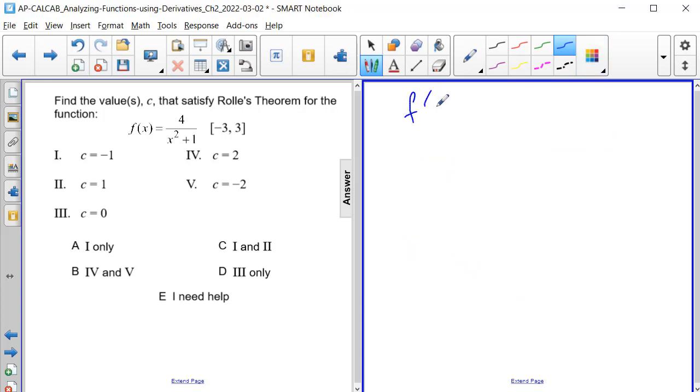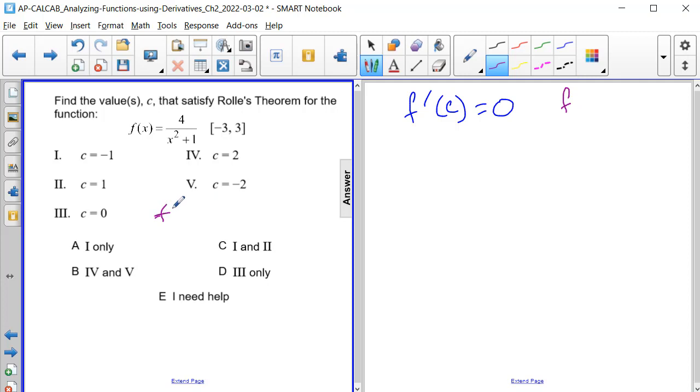And Rolle's theorem states that we have to determine what f prime of c is equal to, or find its derivative and set the derivative equal to 0. So let's actually do that. And before I do that, I'm going to rewrite f of x over here as 4 times x squared plus 1 raised to the -1st power, because I think it's easier to apply the power rule, and since we have just being raised to the -1, it's not as much of a hassle.